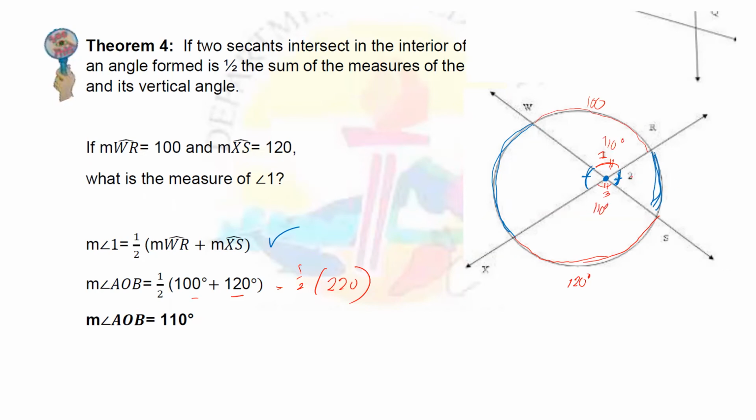And you can get the measure of angle 2 because it is a straight line. So this is 110, and to make 180, this should be 70 degrees. And 70 degrees here also, since they are vertical angles.